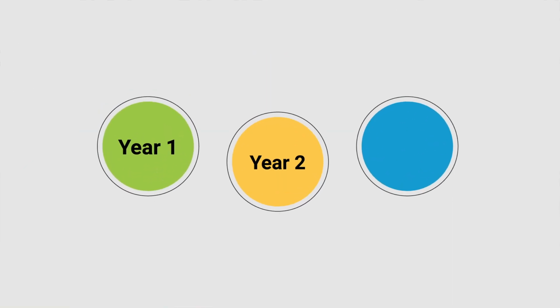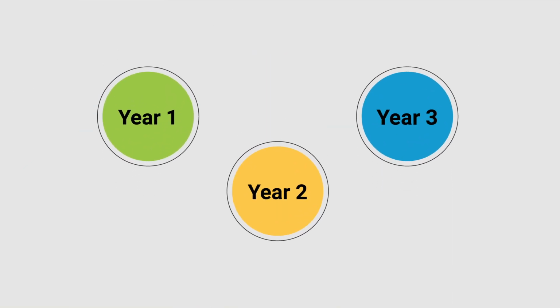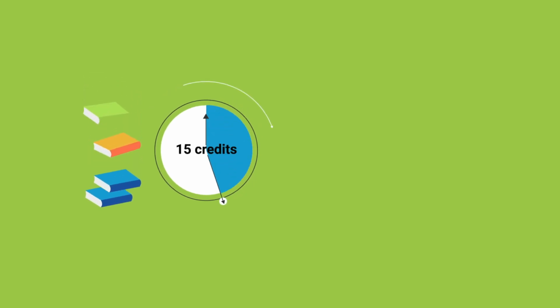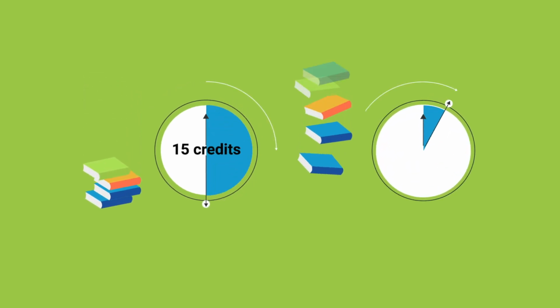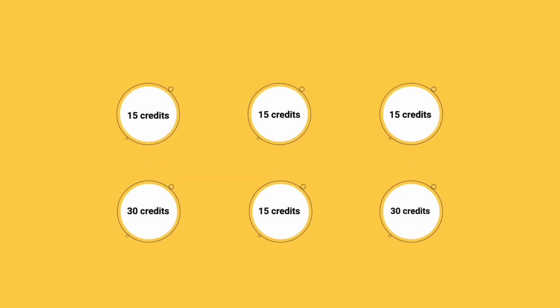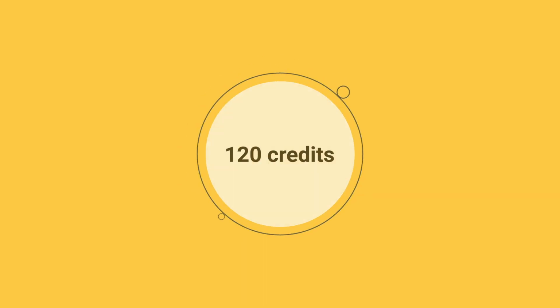To break it down, your degree is made up of 3 years. Each year is made up of a number of modules. Each module is worth a number of credits. These credits relate to the workload for each module. So the more credits a module is worth, the more time it will take to complete. For each year of study, your modules must be worth a total of 120 credits.